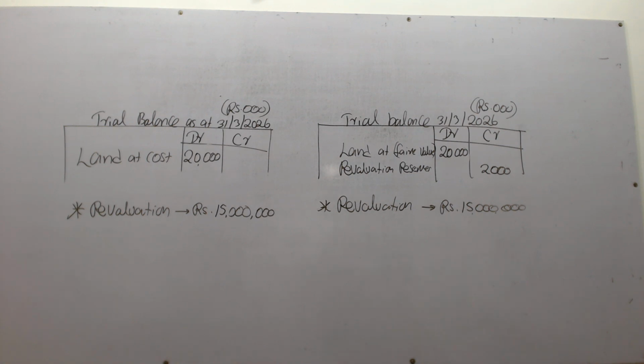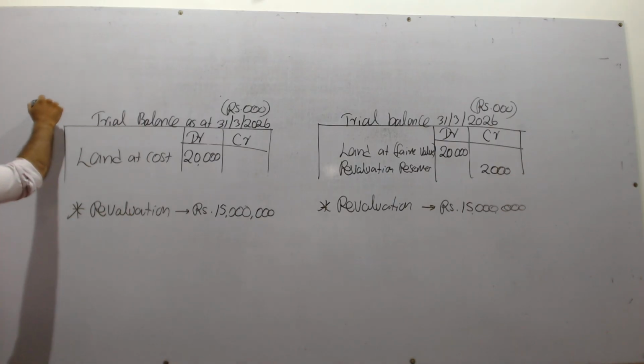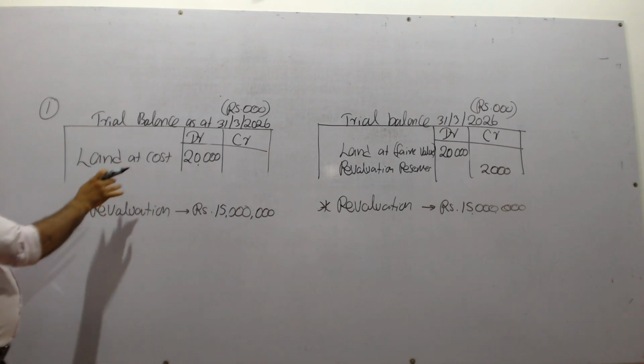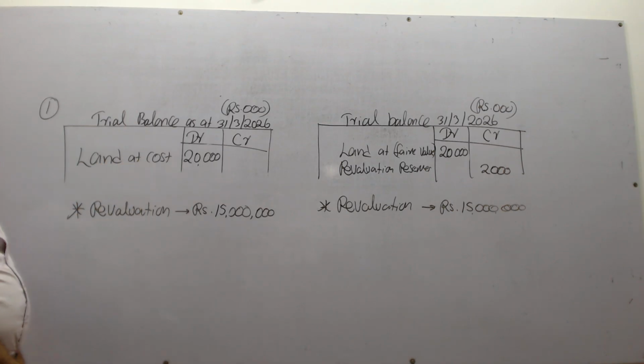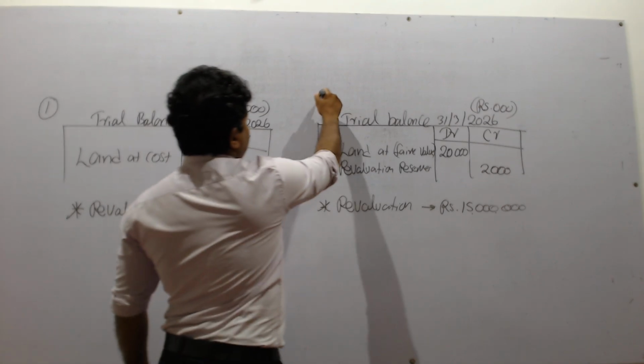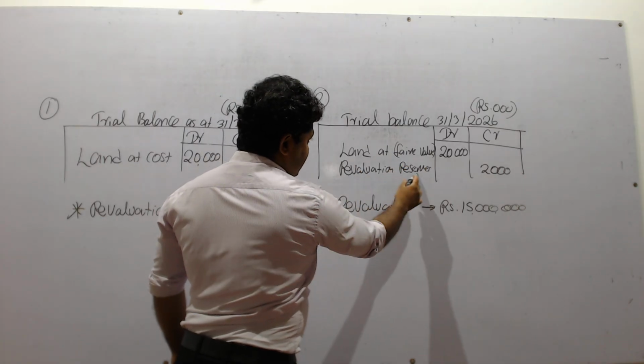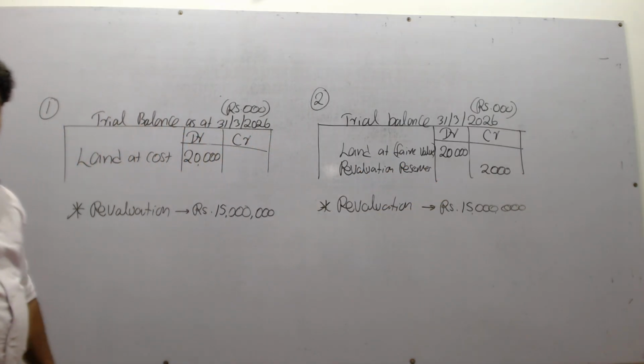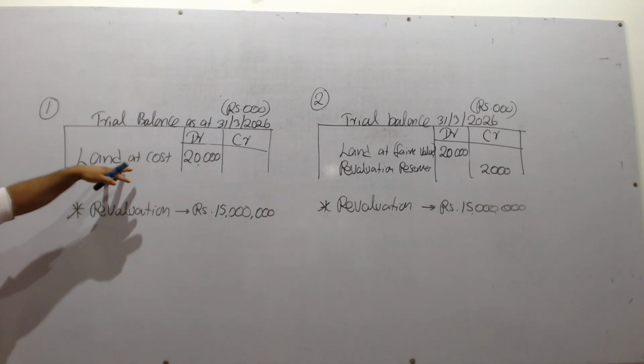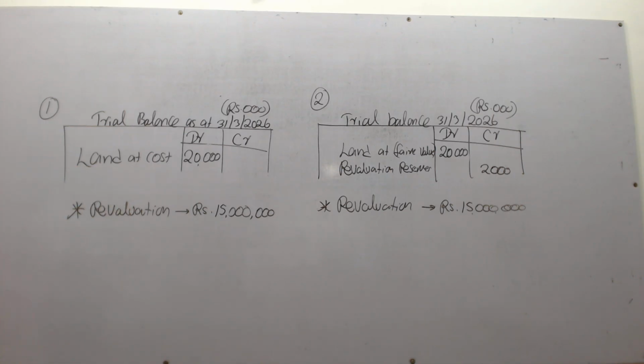Think about these two examples relevant for revaluation. Example number 1 has a given trial balance. Land is given at cost value, but the second example also gives land, but at fair value. The revaluation reserve account balance is also given. Now I am going to discuss first-time revaluation as well as second-time revaluation.